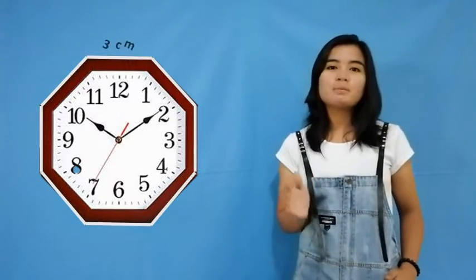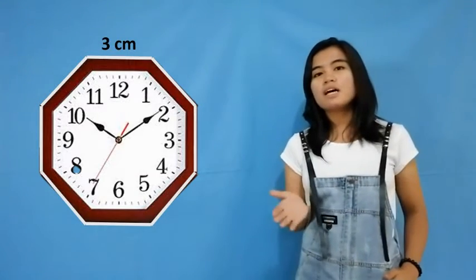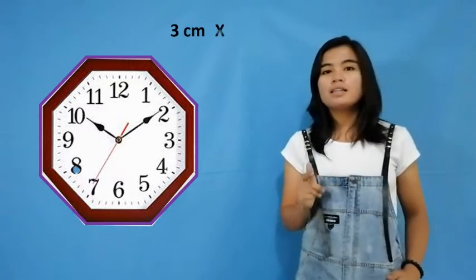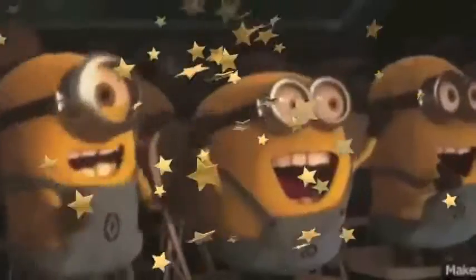So the second one is by multiplying the measure of one side by the total number of sides. Since we have 3 centimeters as the measure of one side and the total number of sides of an octagon is 8, we have 3 centimeters times 8 is equal to 24 centimeters. So we are done discussing the perimeter of a regular shape.